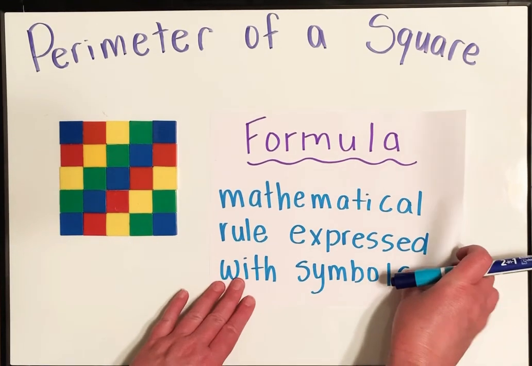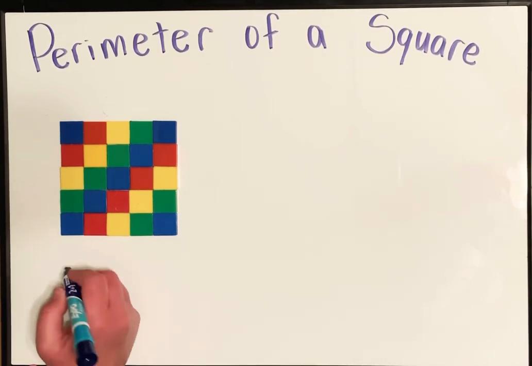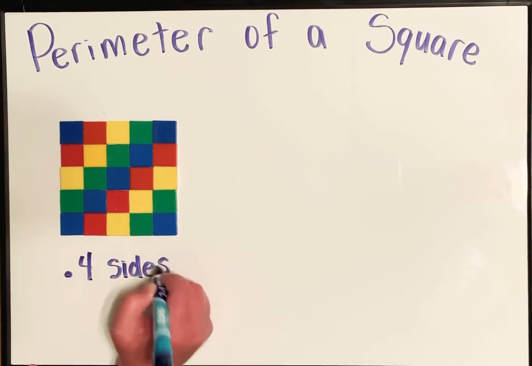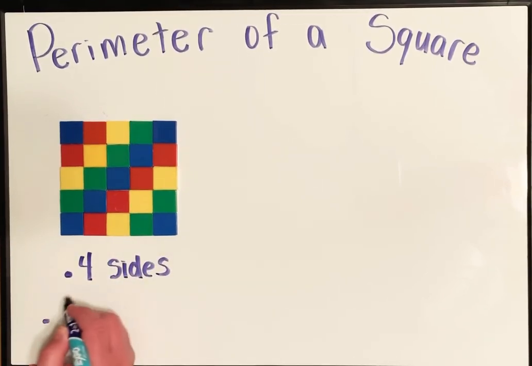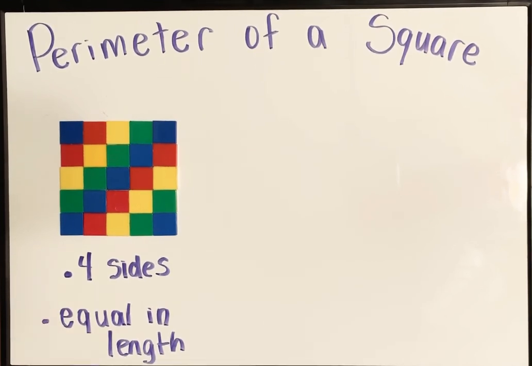So before we begin, we have to understand what a square is. What are the characteristics of a square? I have a square right here. The two things you need to understand your formula is you have to understand that a square has 4 sides, and you also have to understand that your sides are equal in length. That is key in understanding how your formula for perimeter of a square works. You have to understand these things.